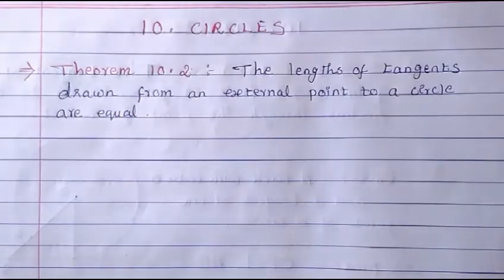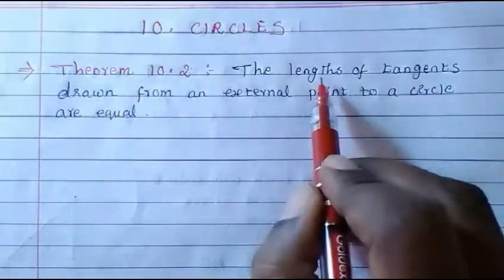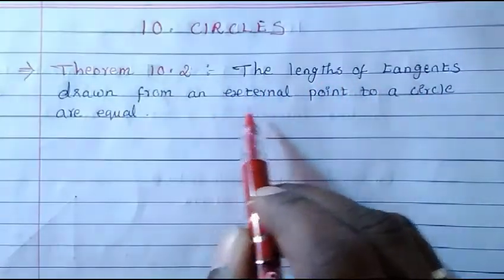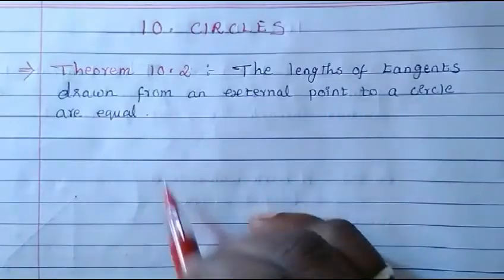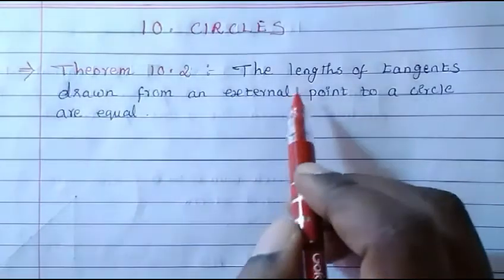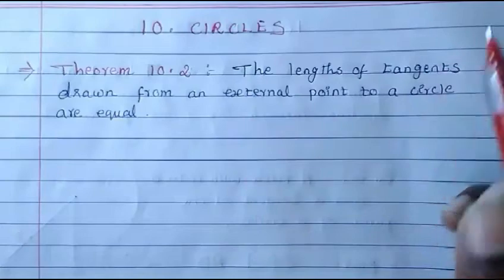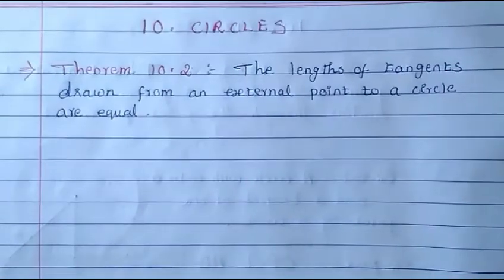Today we are going to study chapter 10, circles, theorem 10.2. What does this theorem say? Let us see. The lengths of tangents drawn from an external point to a circle are equal. So first let us draw a circle, then I'll explain to you.